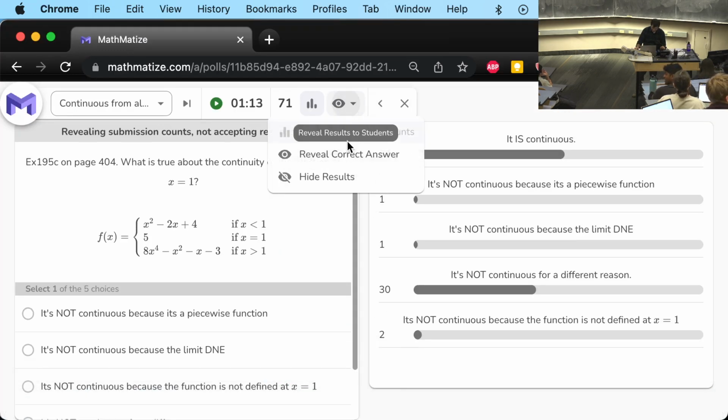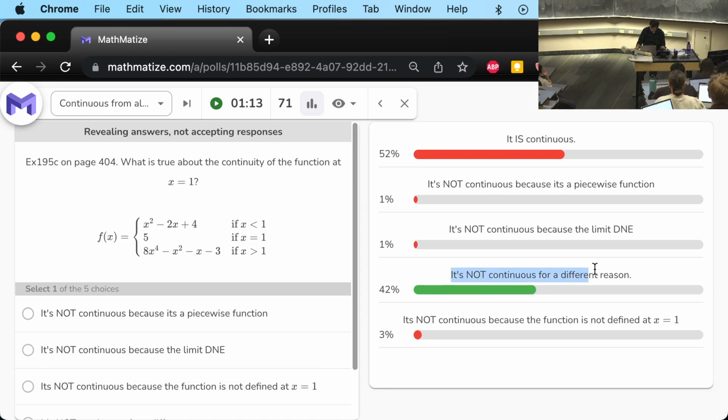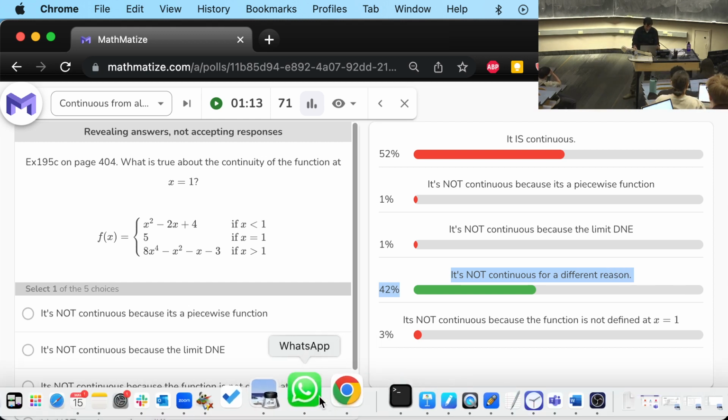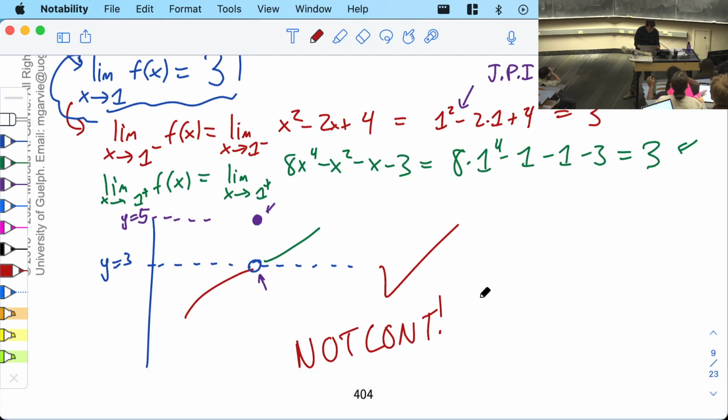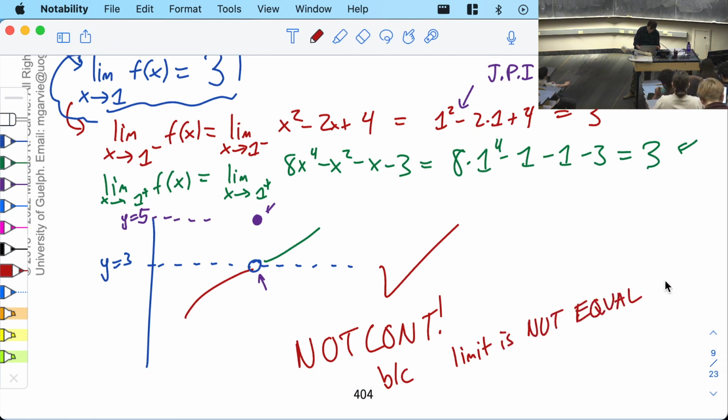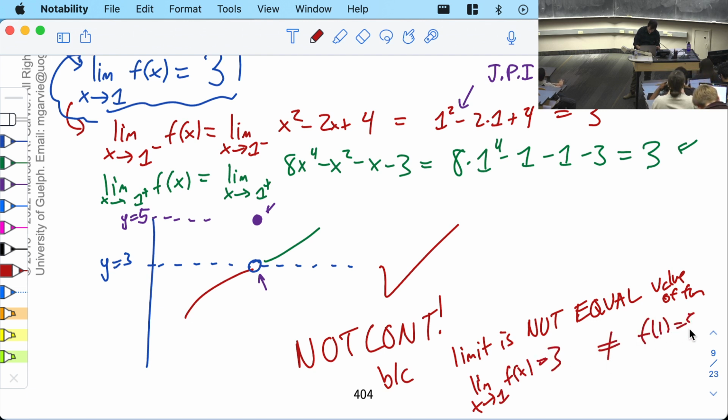If you selected not continuous for a different reason, you are correct. What is the different reason? The different reason is the limit exists and is not equal to the value of the function. So not continuous because the limit is not equal to the value of the function. The limit was 3, and that is not equal to f of 1, which is 5. Okay.